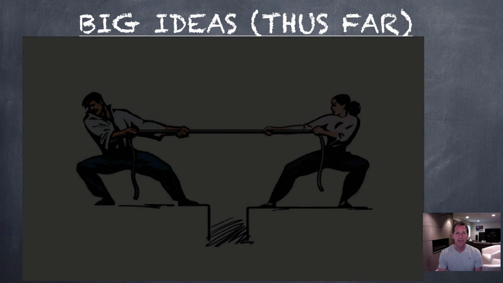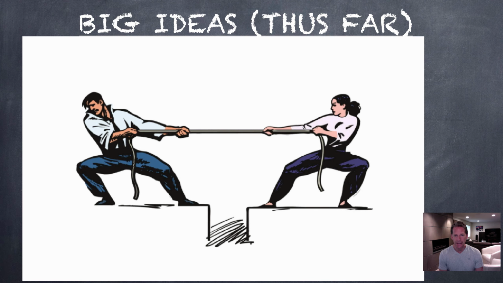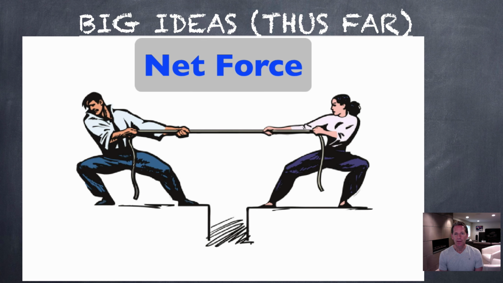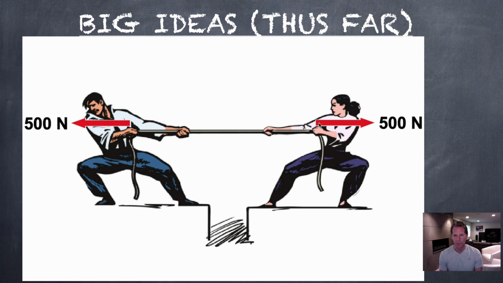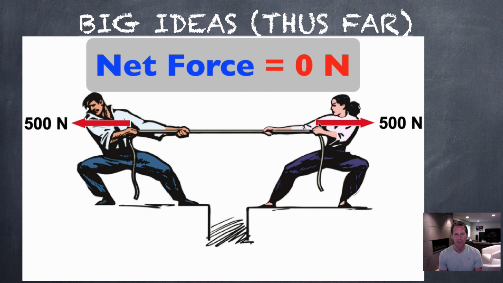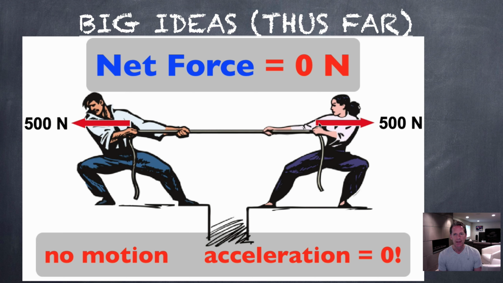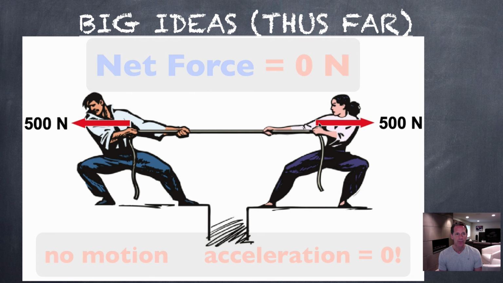So if we take a look at a tug of war, and these two people are pulling against each other, look at the concept of the net force. So let's say they each pull with a force of 500 newtons. Those two vectors are in opposite directions, so they would add to 0. The net force is 0, so there's no motion if they're initially at rest. Their acceleration would be 0.